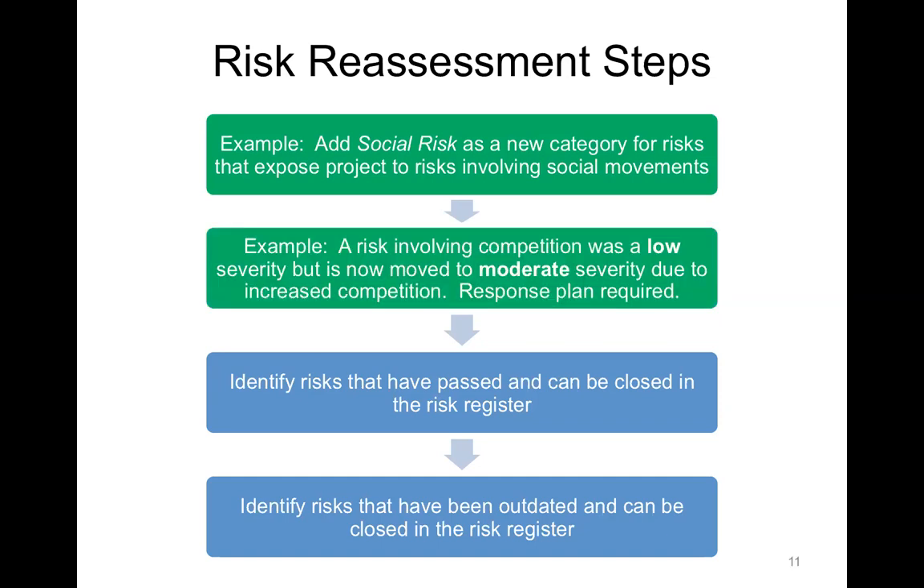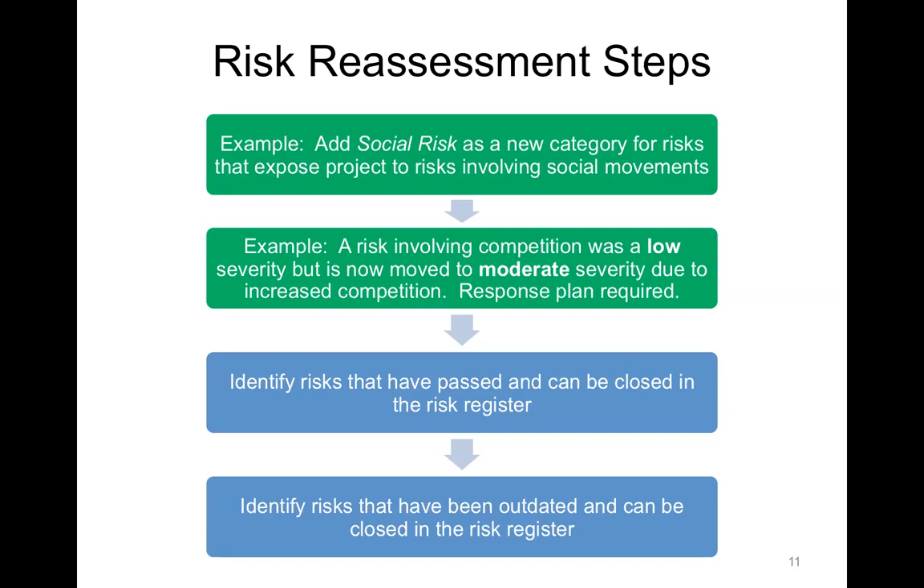And in terms of a watch list, let's say risk involving competition was low severity, but is now moved to moderate severity due to changing market conditions, due to increased competition in the marketplace. So that would warrant us to take that out of the watch list and now put it with the moderate severity risks. So it needs to be dealt with a plan. So we have a response plan that's now required for that. We would change our risk register to reflect those changes.